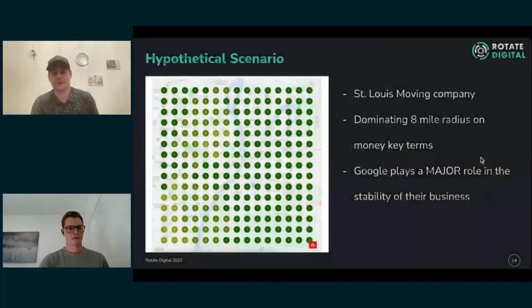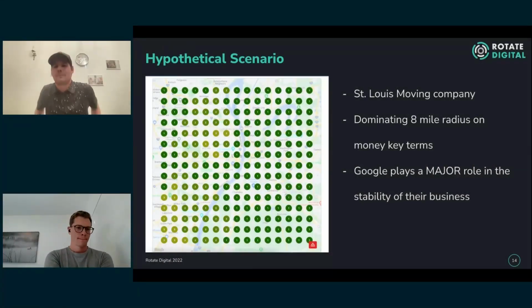Yeah, hypothetical. This is what Kevin was referring to as an 8 mile radius. So this is a St. Louis moving company that is dominating on an 8 mile radius. Stick with me on this story. These are the money key terms. So let's say this is St. Louis Movers or Moving Company St. Louis. And their brand stretches 8 miles, and I would guess by this map, even further across in all directions.